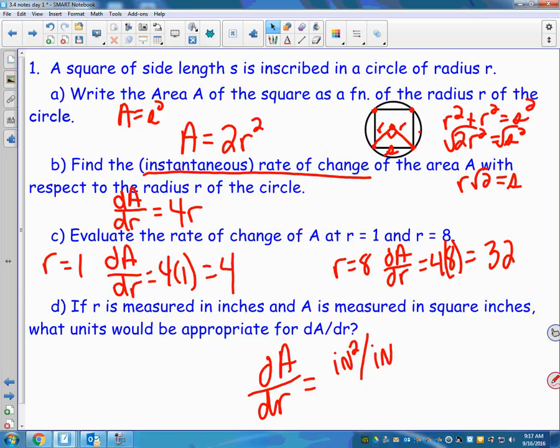But be really careful, because being the math people that we are, we want to say that just cancels out to inches. But we're talking about units of what's changing, so you can't cancel that out. The units are square inches per inch. So what does that mean? It means as the radius changes, the area is changing so many square inches per inch that the radius is changing.